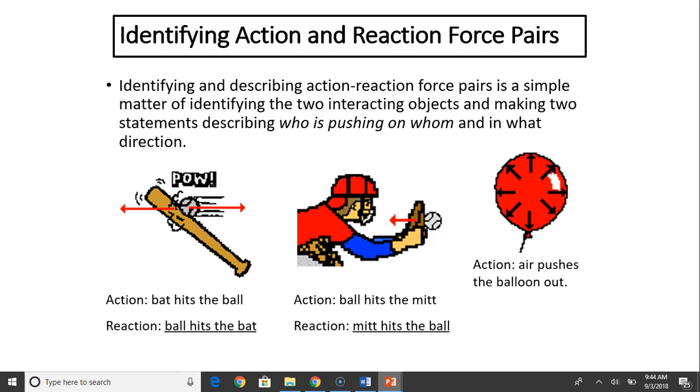Last one, it's not so obvious. Action, the air is pushing the balloon out. That's why the balloon is not collapsing. But how come the air cannot come out? Because the balloon is pushing the air inside. So those are action-reaction forces.